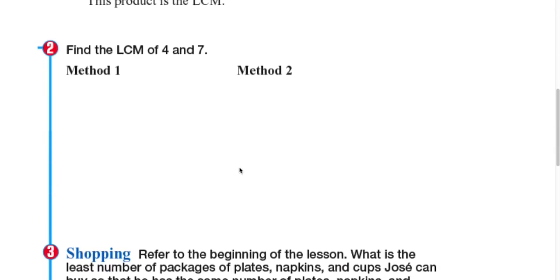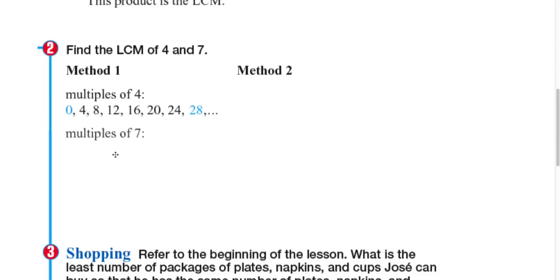Let's find the LCM of 4 and 7 using methods 1 and 2. Let's use method 1 by listing. Multiples of 4: 0, 4, 8, 12, 16, all the way to 28. Multiples of 7: 0, 7, 14, 21, 28, 35, all the way to 42. And we found it, which is the least common multiple. The least common non-zero multiple would be 28.